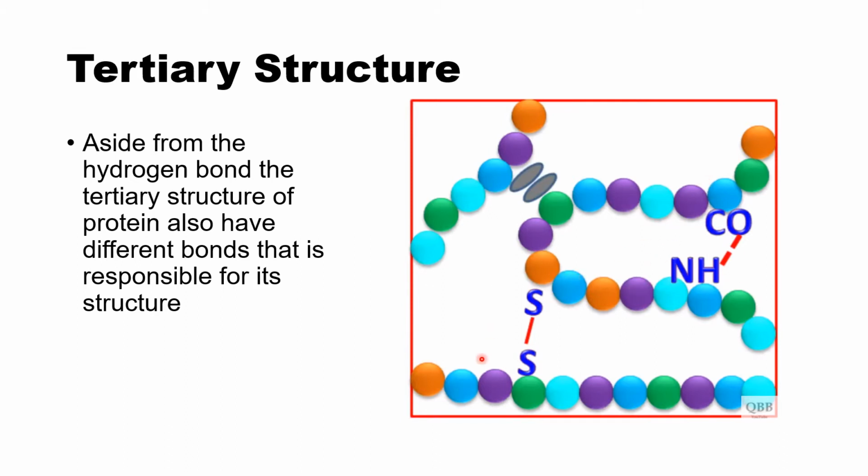You also have this, itong disulfide bond na tinatawag, itong S tsaka S, yung sulfur. And then you also have the hydrophobic interaction dito sa part na to. So, all of these bonds are responsible kung bakit naging parang three-dimensional na yung structure ng protein.